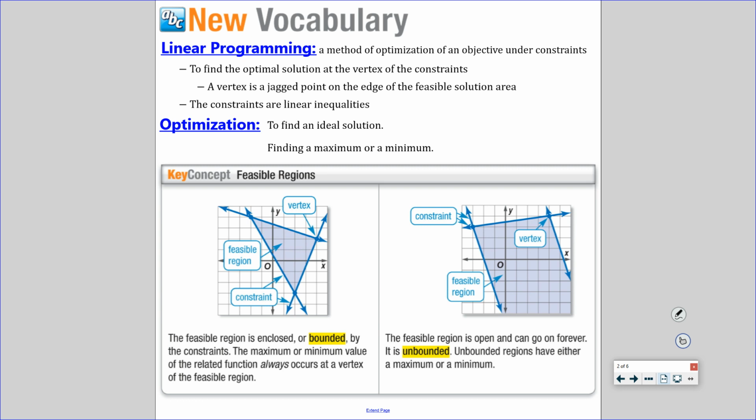Okay, so just a lot of vocab here. So we call the feasible region just the shaded region. Okay, you can see that labeled for you right there. That's a feasible region. To find the optimal solution, you have to look at the vertices or the vertex of the constraints. That's just a fancy way of saying all of those intersection points of those inequalities. Okay, you can see those are vertex. The constraints are just the inequalities, these equations.